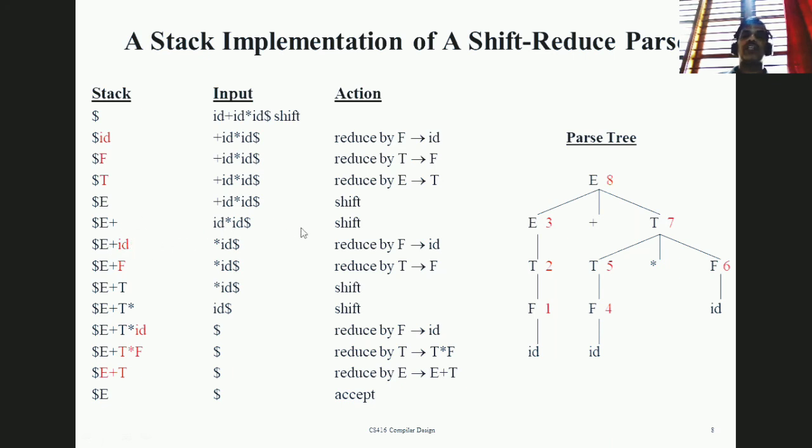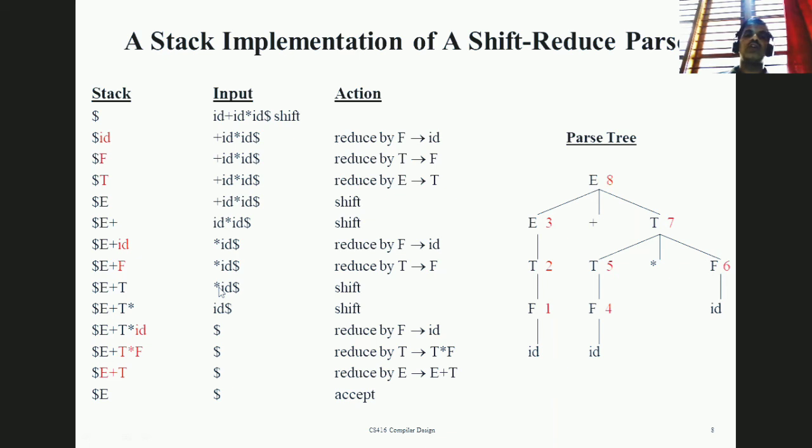E plus ID doesn't match any right hand side of the production, but ID matches F. So we replace this ID by F. My stack becomes dollar E plus F. Once again, F matches the right hand side of the production T derives F. We replace F by T. It becomes E plus T. You can observe that even though E plus T matches the right hand side of a production, we are not reducing it to E, because plus has lesser precedence compared to star.